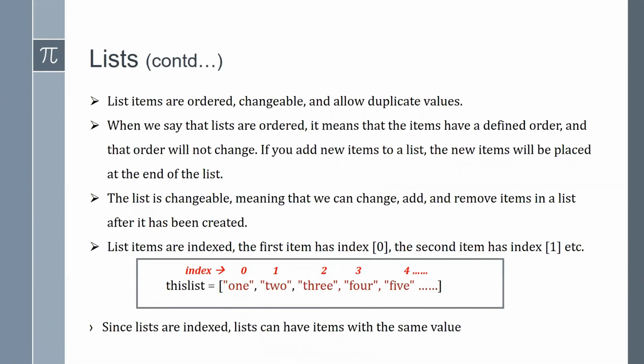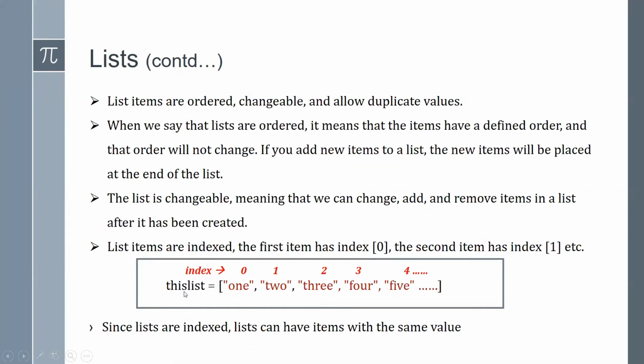Okay. So similarly, like I said before, list items are ordered. Why are they ordered? Because they are stored with indexes. So they can allow duplicate values. You could change it, you could add additional items to it, you could modify the list, you could add, you could remove, you could do anything with it after the list is created. So it's called mutable.